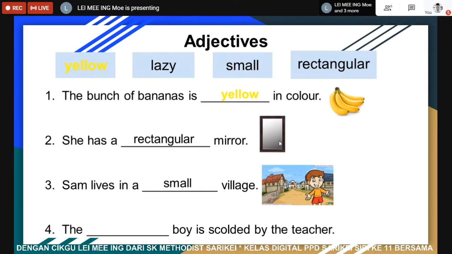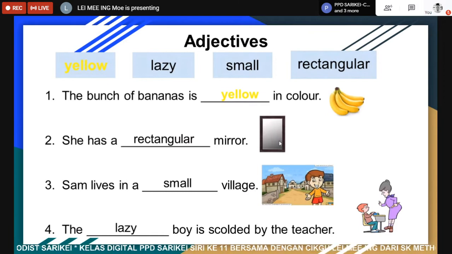Okay, the last question. So we only have one answer left, right? So for sure the answer is the last one. The boy is scolded by the teacher. So the answer is lazy. This is the adjective under condition. So did you get all the answers correct? If yes, well done. So we move on to the next slide.